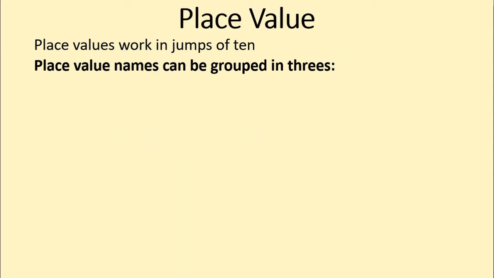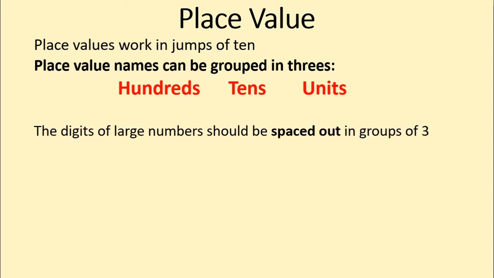As we've just said, place value works in jumps of tens, but place value names can be grouped into groups of 3: hundreds, tens, and units. And I'm not just talking about those 3 place values, but that group of 3 can occur in the units, in the thousands, in the millions, in the billions, and so on, always in groups of 3s. So hundreds, tens, and units of billions, hundreds, tens, and units of millions, hundreds, tens, and units of thousands, hundreds, tens, and units of units, always grouped in 3s.